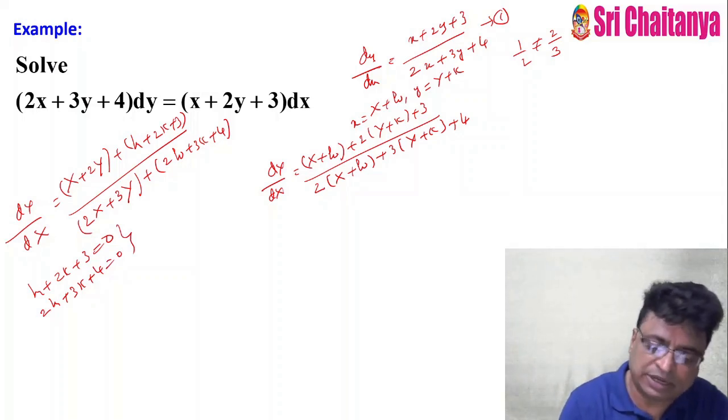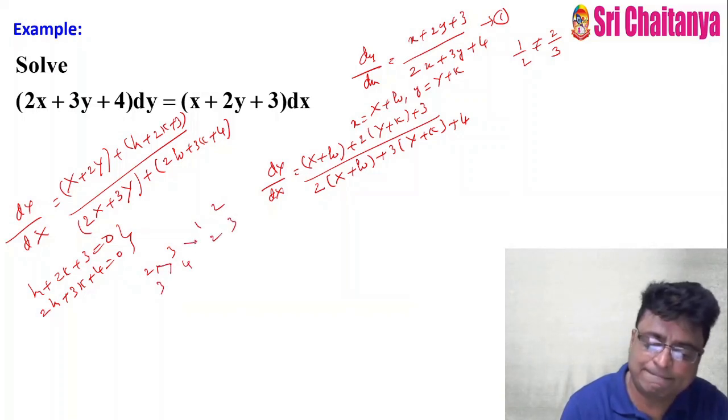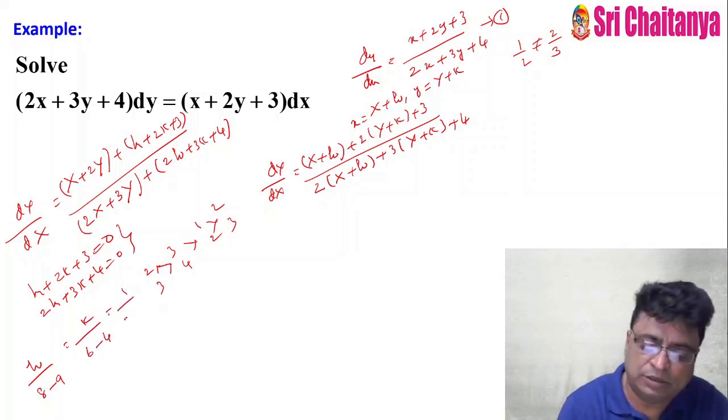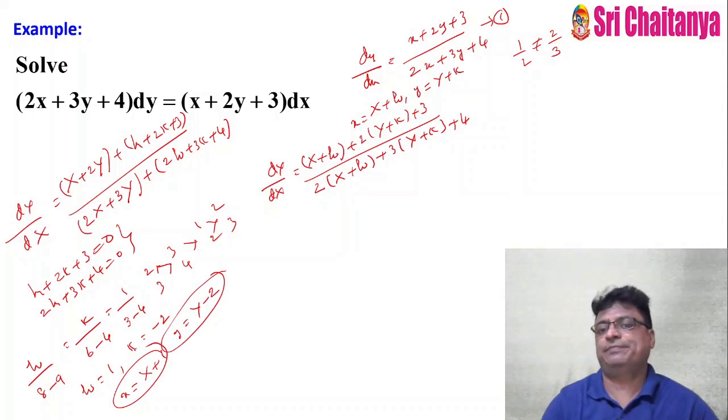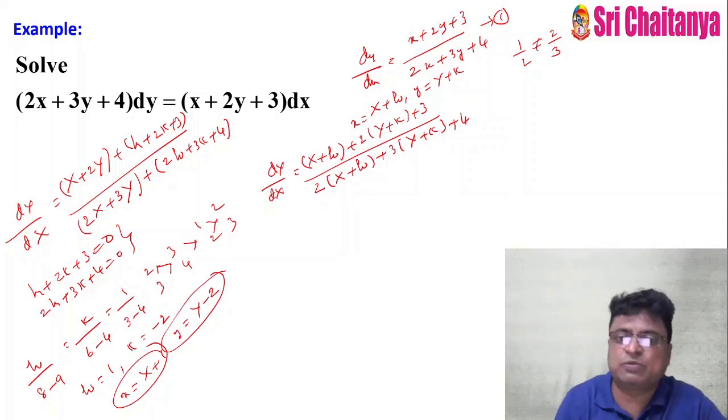How to solve it? Write the coefficients 2, 3, 1, 2, 3, 4, 2, 3. h by (8 minus 9) equal to k by (6 minus 4) equal to 1 by (3 minus 4). Therefore, my h is equal to 1, my k is equal to minus 2. So my small x is equal to capital X plus 1, small y is equal to capital Y minus 2. So this is my small x and this is my small y. You can get the advantage with the small x and small y later.